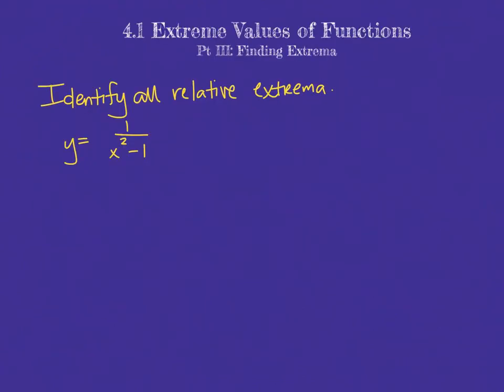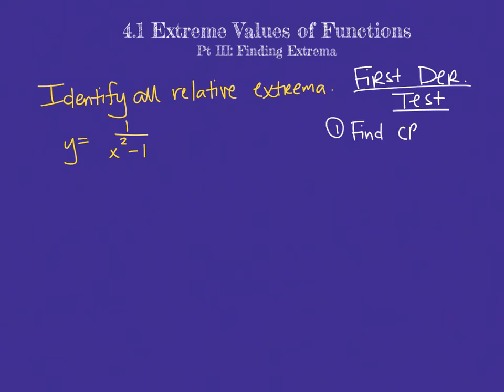In this last example, we once again want to identify all the relative extrema. Because we're asked to identify all relative extrema, and we are not given an interval, what we want to do is perform the first derivative test. The first step of the first derivative test is to find all the critical points. This is not one that we looked at in the previous video, so I will go through finding the critical points. In order to find the critical points, you need to find the first derivative.